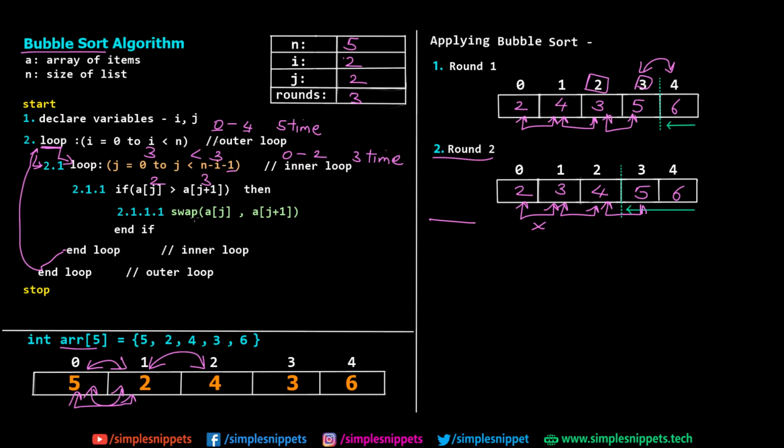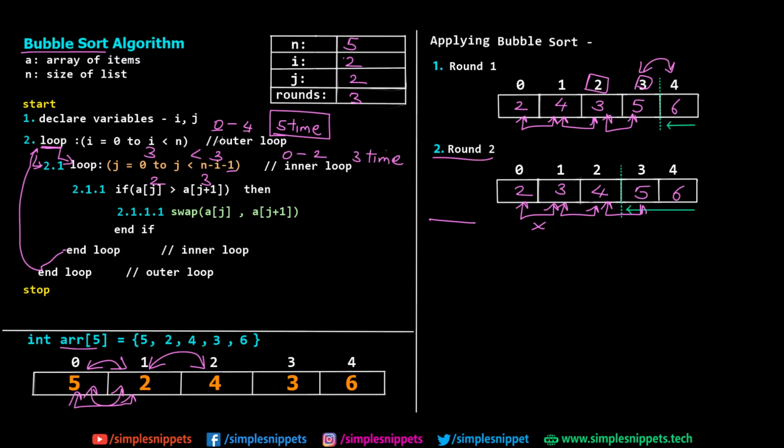So how do we determine whether the array is already sorted before the 5 rounds? Because the outer loop, you can see, has to run for 5 times. And this is going to happen whether the array is already sorted or not. So this is where the optimized bubble sort algorithm comes into the picture. So how do we determine whether the array is already sorted or not? So let's see that algorithm.